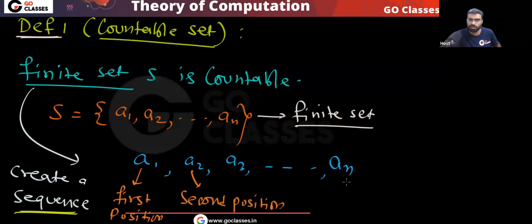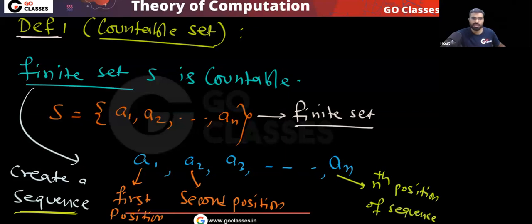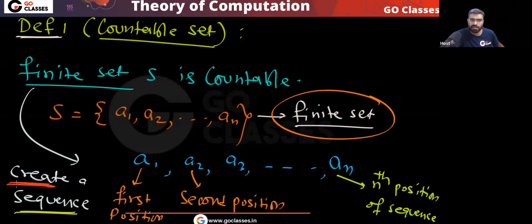And this is the nth position of the sequence, right? Correct? This is the nth position of the sequence. So did we cover every element of S in this sequence? Yes, we have covered every element of S, because this is a finite set. So you can see like this, you can create a sequence. Is this clear? Very simple.